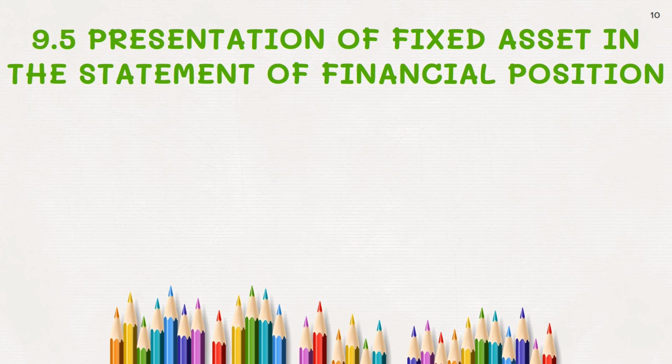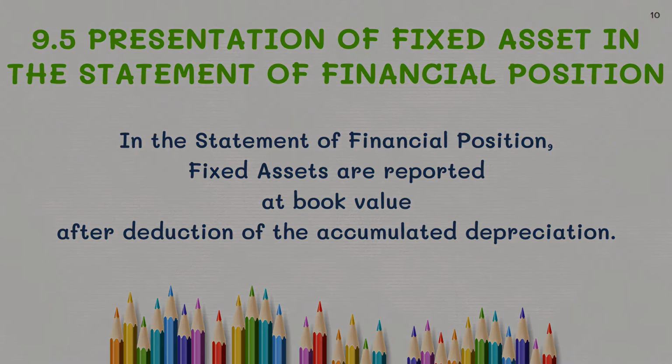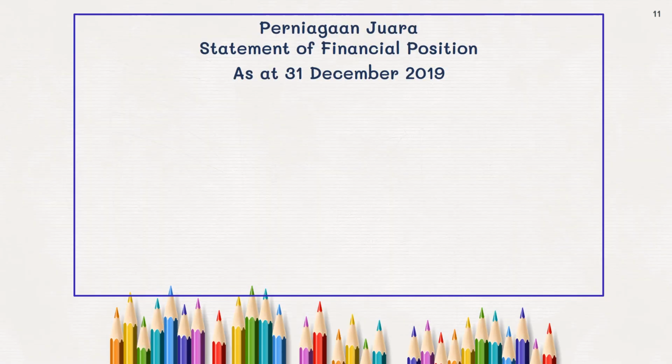Now let's look at our last learning objectives for this topic, presentation of fixed asset in the statement of financial position. In the statement of financial position, fixed assets are reported at book value, after deduction of the accumulated depreciation. For example, when we list the non-current assets, we will write the fixed assets first, followed by its accumulated depreciation.